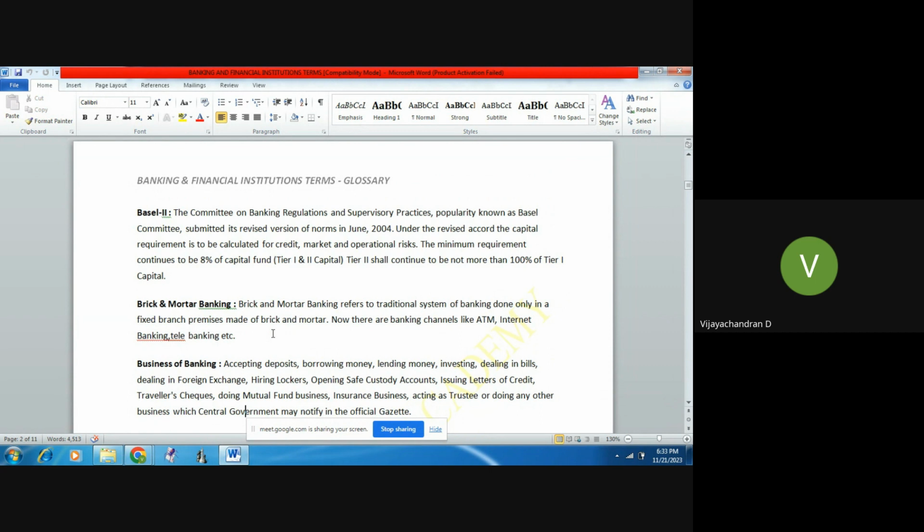Again, I'm telling, suppose you have to maintain Basel 2. So what is Basel 2? 8% of your capital fund. What is capital fund? The equity capital and reserves. The statutory reserve and other reserves come under the capital fund. Out of this capital fund, 8% will be maintained by the company in the form of Basel 2. Then only are they eligible for giving loans. So Basel 2 means the minimum requirement, as a part of the capital fund.